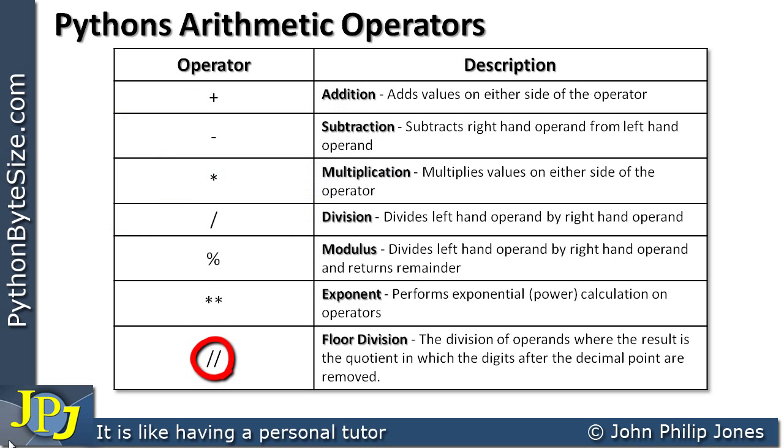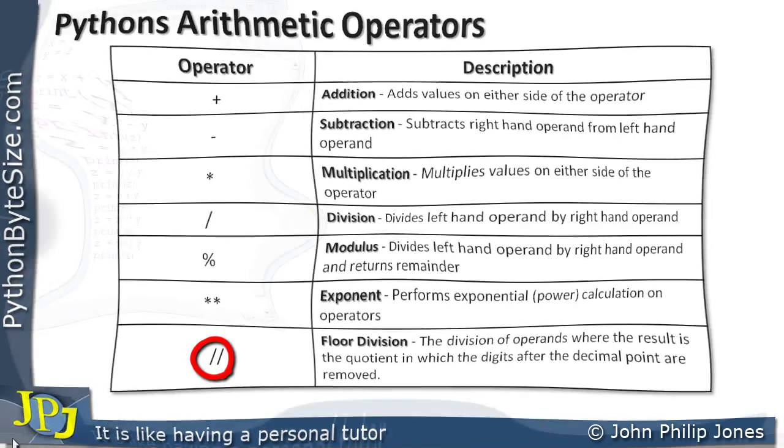Now this one here is two symbols, and this is the floor division. Now we need to be careful as to what this means. What this will do, it'll do a division, and it'll throw away any fractions, any decimal fractions that appear in the result. And we'll look at some examples on this one in a moment.